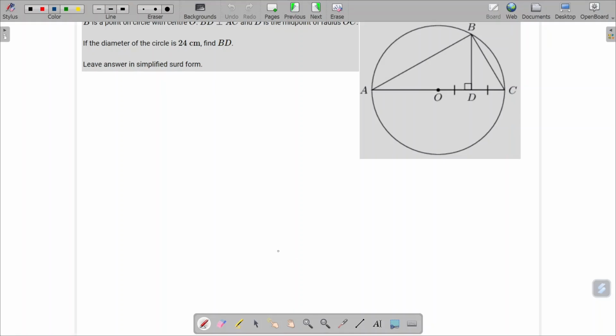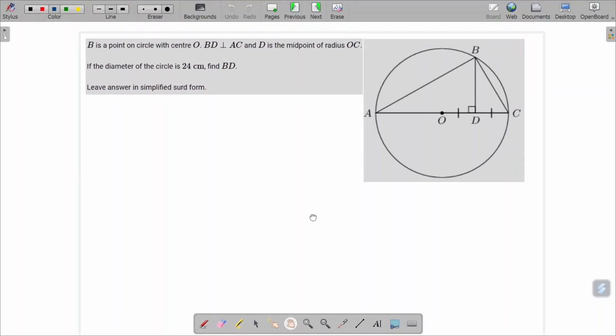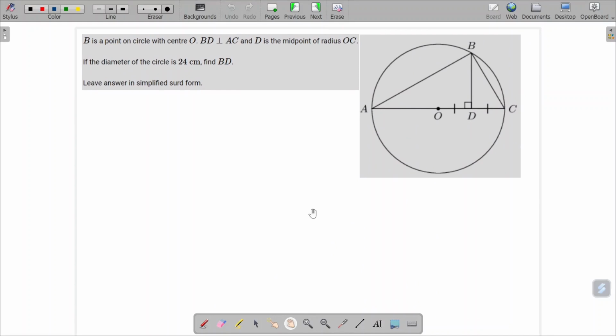Here is an example I found in the Classroom textbook. Okay, B is a point on the circle centered at O. BD is perpendicular to AC. So in many ways this is the same picture as what we had previously, except for the fact that there's a circle around it. D is the midpoint of the radius OC. If the diameter of the circle is 24, find the length of BD. Leave your answer in simplified surd form.